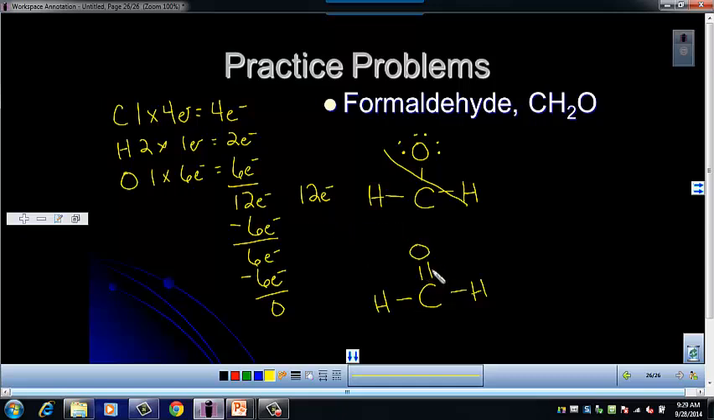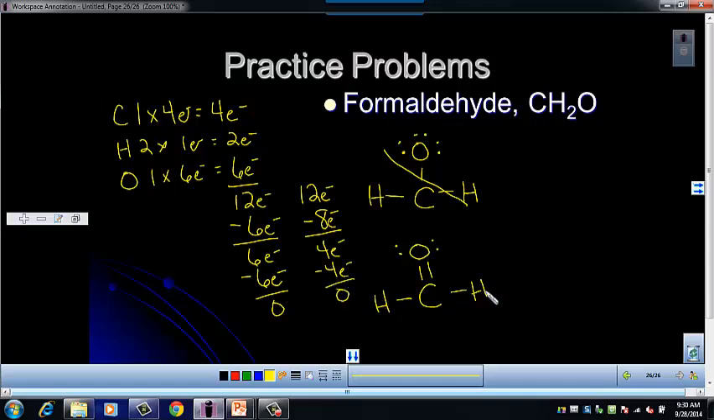Now, 2, 4, 6, 8, we've used a total of 8 electrons. Remember that a double bond is 2 shared pairs. And that leaves us with 4. Each of our hydrogens has a full octet, so we're going to put the other 2 pairs of valence electrons here on oxygen. Now, we've used all of our electrons, so let's check.